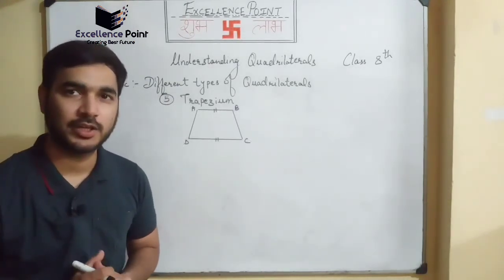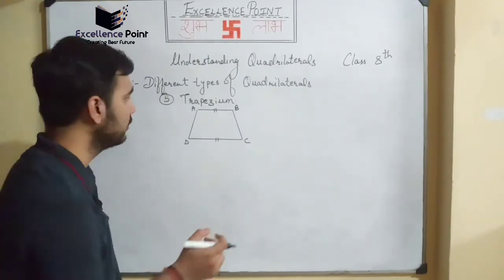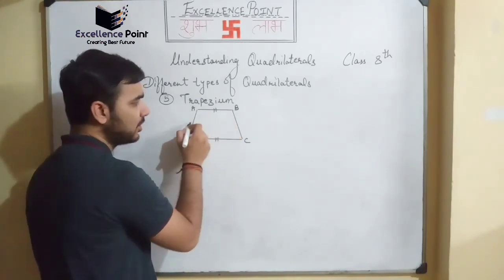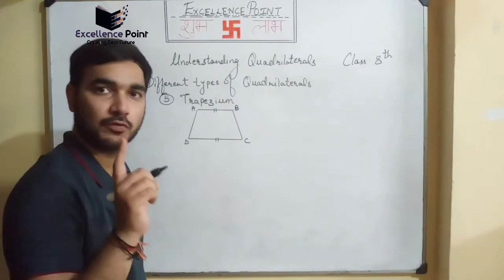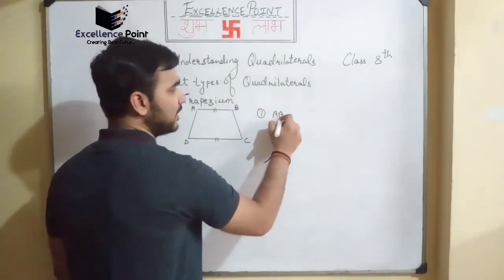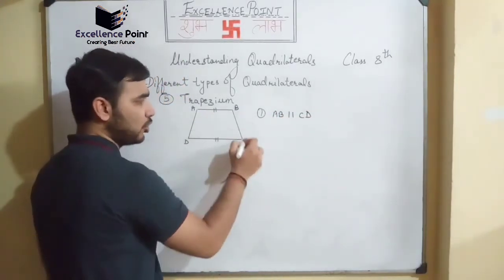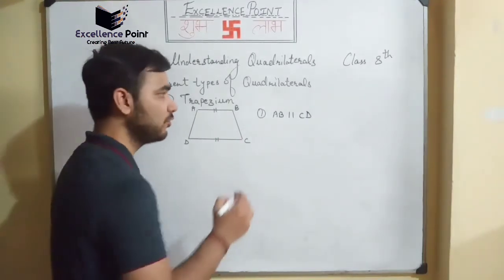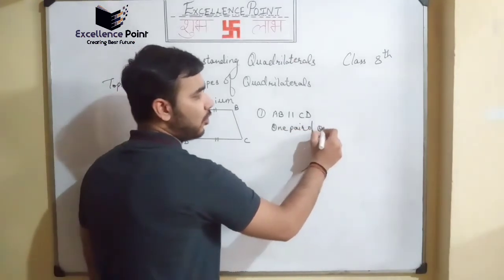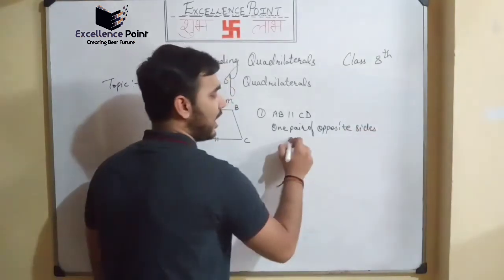Students, our fifth quadrilateral is a trapezium. You will see a trapezium is there. Now what we will observe is that the opposite sides are parallel, but you will observe that one pair is not parallel. So we can say that one pair only. You will see that AB is parallel to CD, but AD is not parallel to BC. So we will say that one pair of opposite sides are parallel.